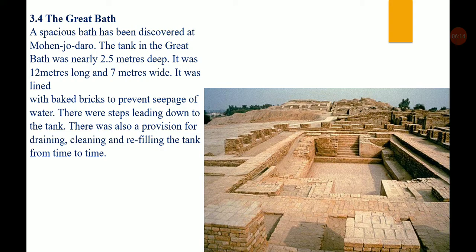The Great Bath. A spacious bath has been discovered at Mohenjo-daro. The tank in the Great Bath was nearly 2.5 meters deep. It was 12 meters long and 7 meters wide. It was lined with baked bricks to prevent seepage of water. Seepage means leakage. There were steps leading down to the tank. There was also a provision for draining, cleaning, and refilling the tank from time to time.